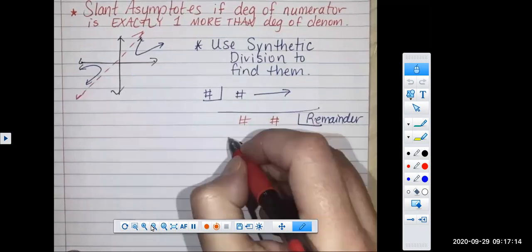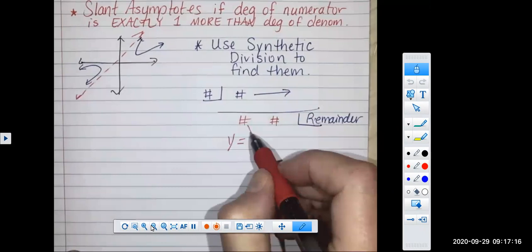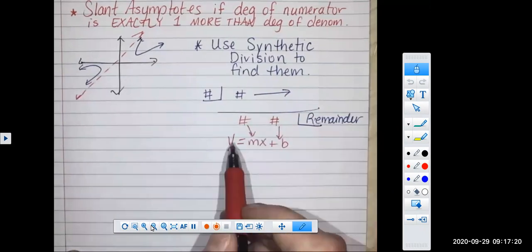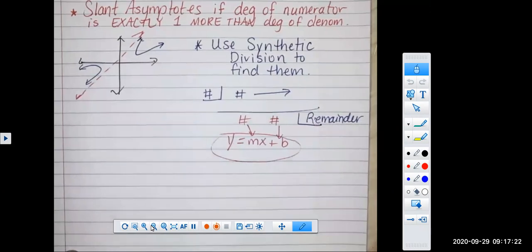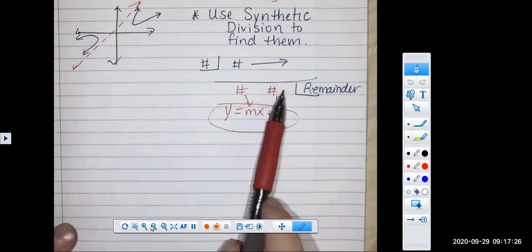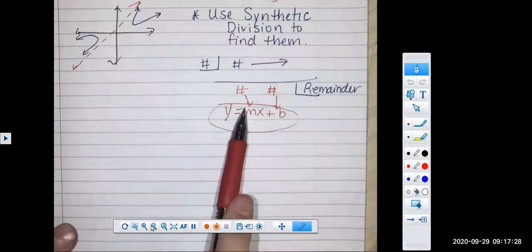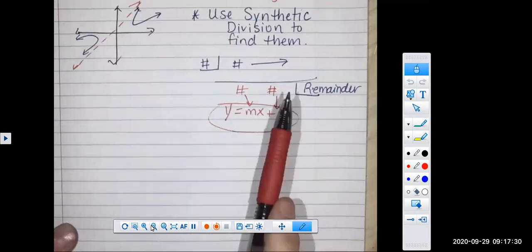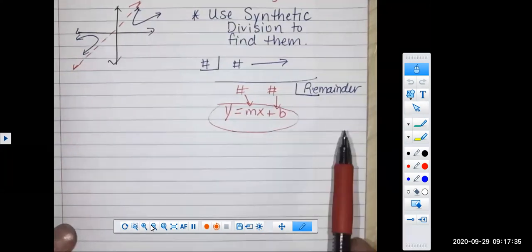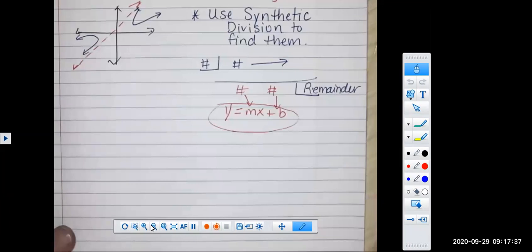I am going to get y equals mx plus b. So my slant asymptote will always be in y equals mx plus b form. So in a minute, when we synthetically divide, the number you have here will be your slope. The number you get here will be your y-intercept. You don't care what this last stuff is. So I told you, it just progresses as we talk about vertical, horizontal, now slant.